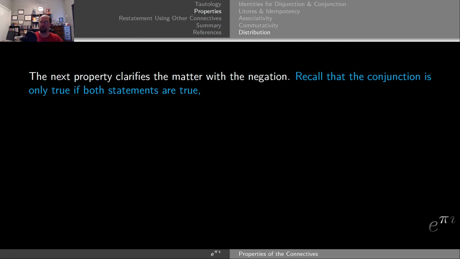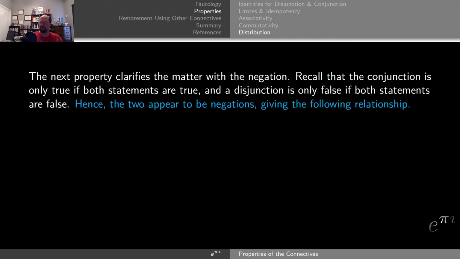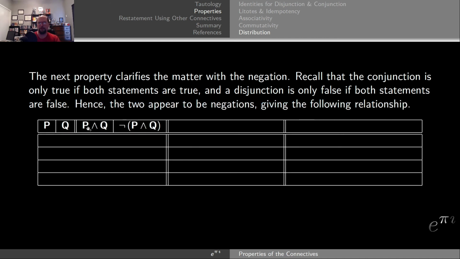Recall, the conjunction is only true if both statements are true, and the disjunction is only false if both statements are false. Hence, the two already appear to be negations, which actually gives me the following relationship. I'm going to take P conjunction with Q and then throw a negation on top of that. So, if I do so, true, true becomes true, which flips over to false. True, false gives me false, which flips to true. False, true gives me false, which flips to true. And false, false gives me false, which flips to true.